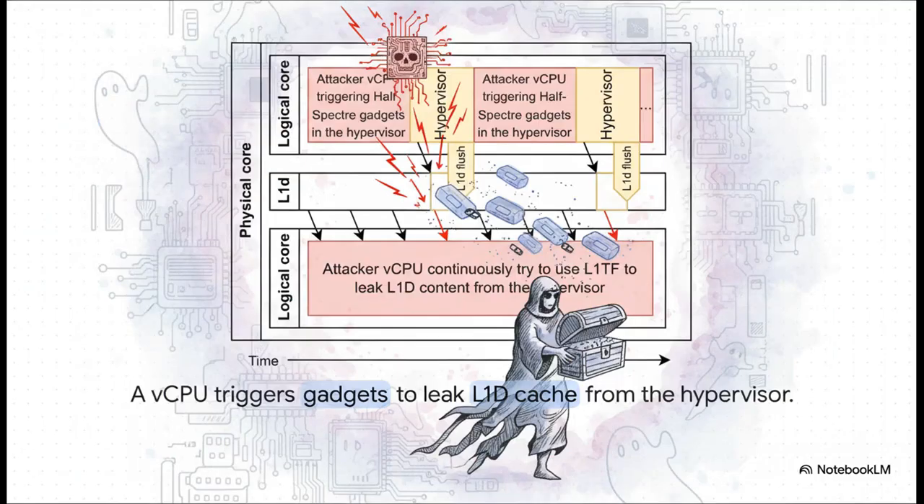Take an advanced attack like a half-Spectre exploit, for example. An attacker's virtual CPU can just continuously trigger a gadget inside the hypervisor. This forces the hypervisor to speculatively load highly classified data directly into the level 1 data cache. And because the attacker is sharing that exact same physical core via hyperthreading, a sibling thread can just immediately leak that secret data out. They are literally weaponizing the hypervisor's own code against it. There's no brute force, it's an inside job.